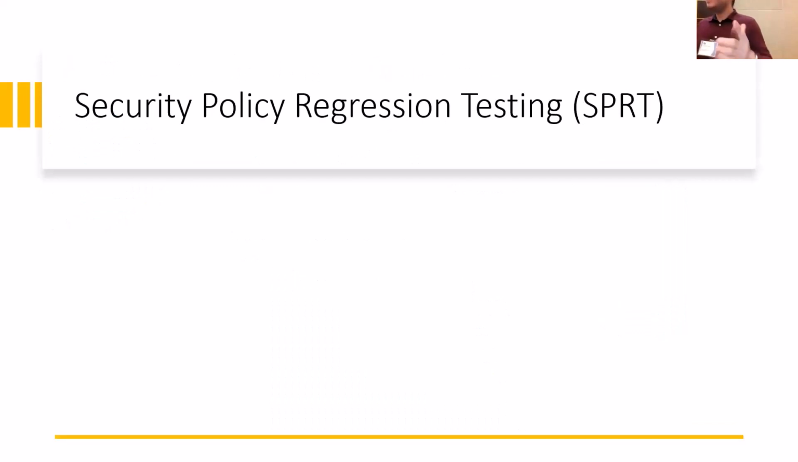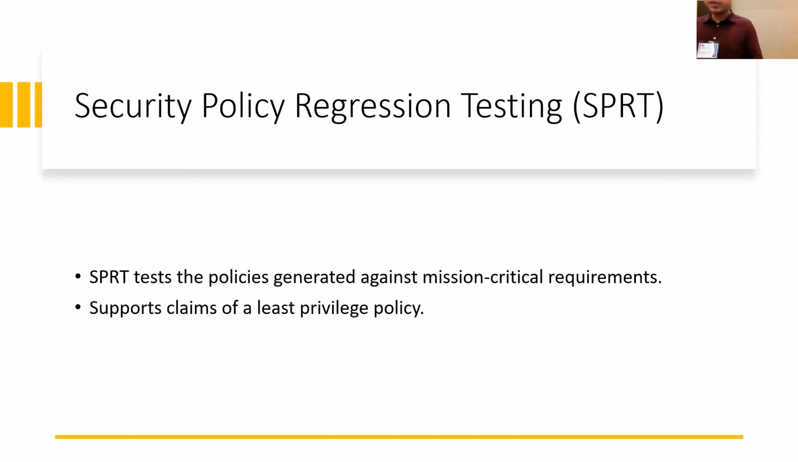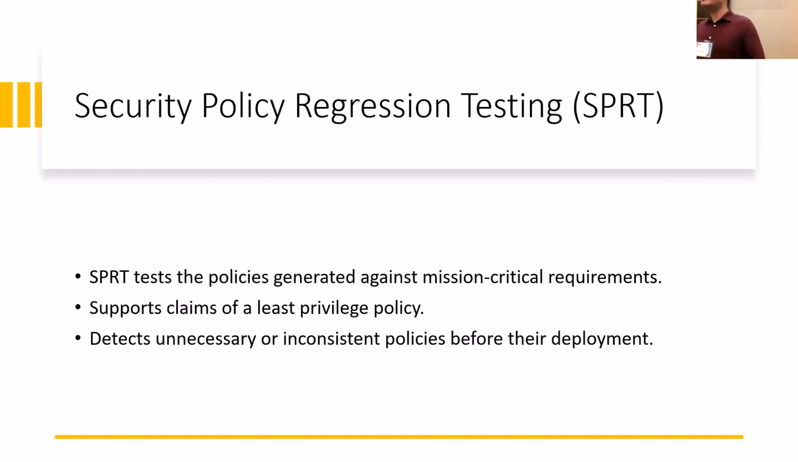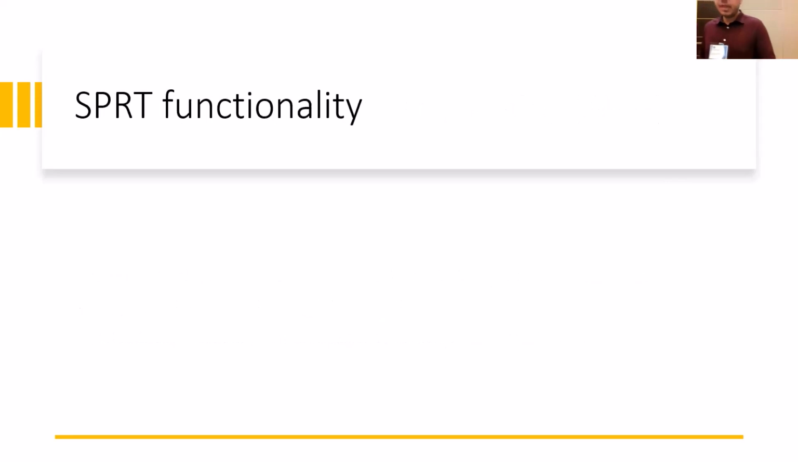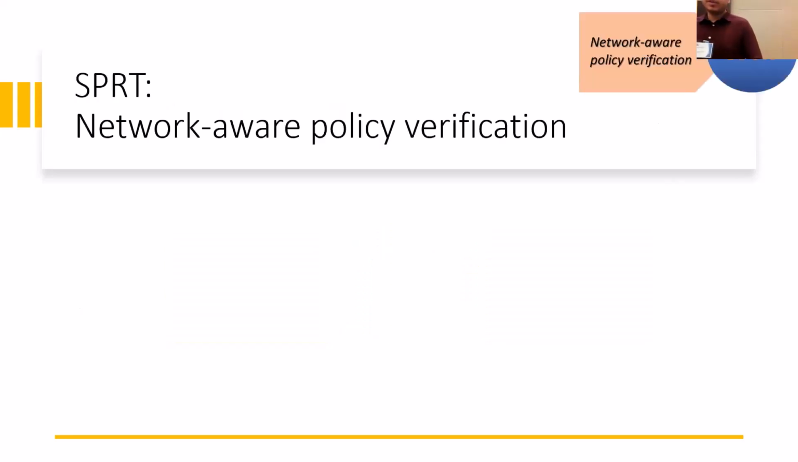The next part would be the testing part, which is why we have SPRT. SPRT utilizes the graph semantics that is captured in our framework to ensure that users and services can accomplish their mission successfully in a least privileged manner. Regression testing the security policy will detect unnecessary or inconsistent permissions before their deployment on the network. So the functionality is twofold: one is the policy verification, and the other is the change impact analysis that we mentioned before.